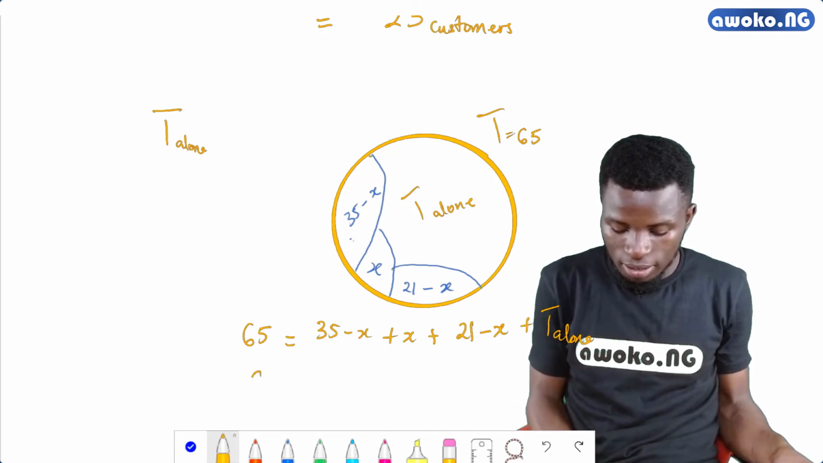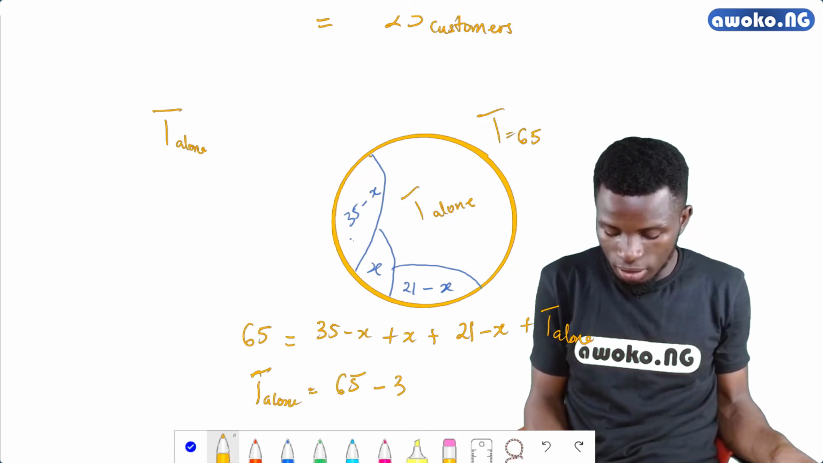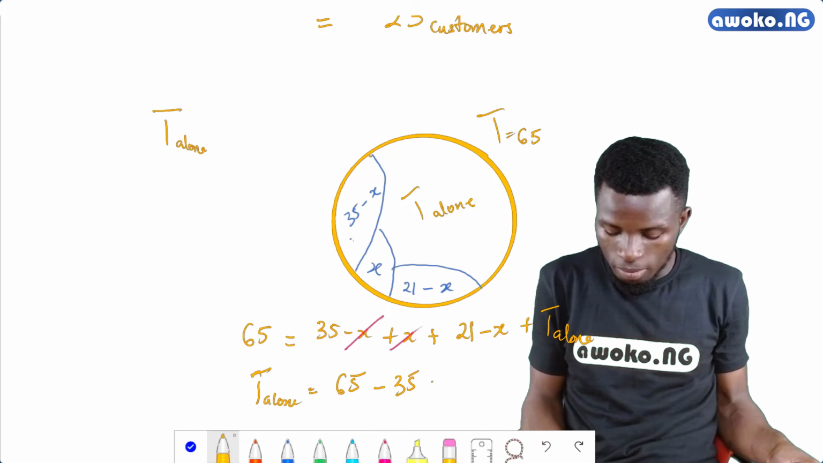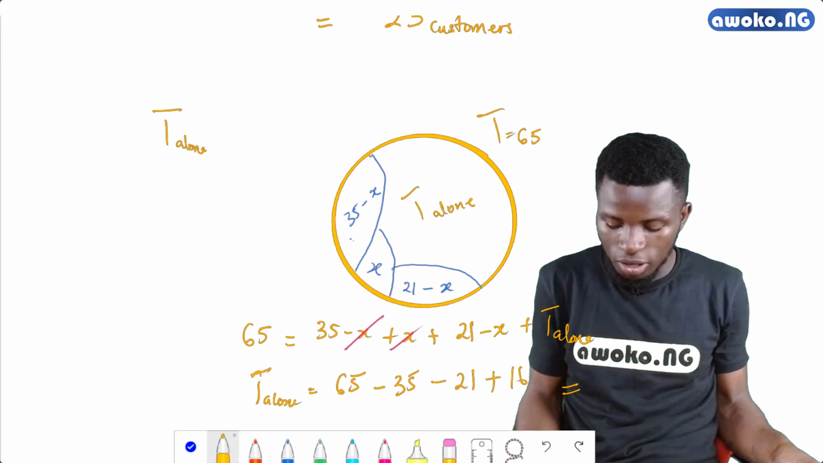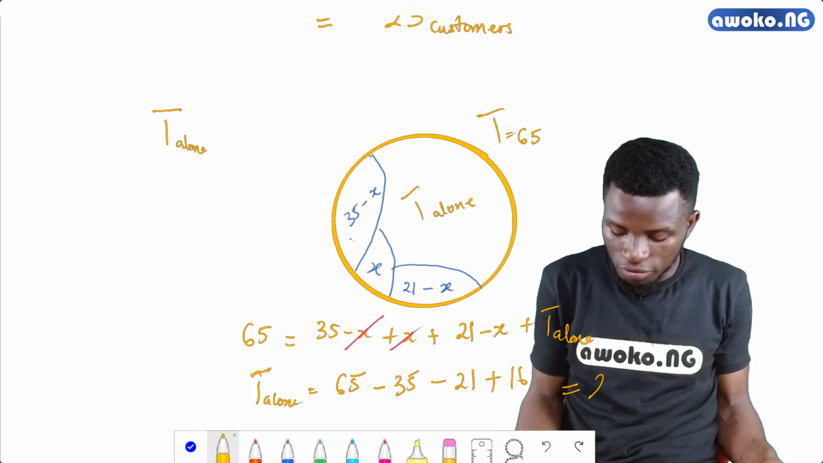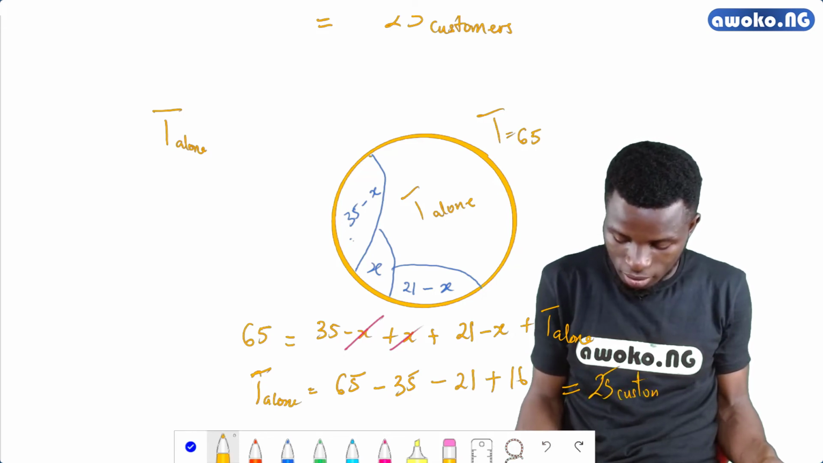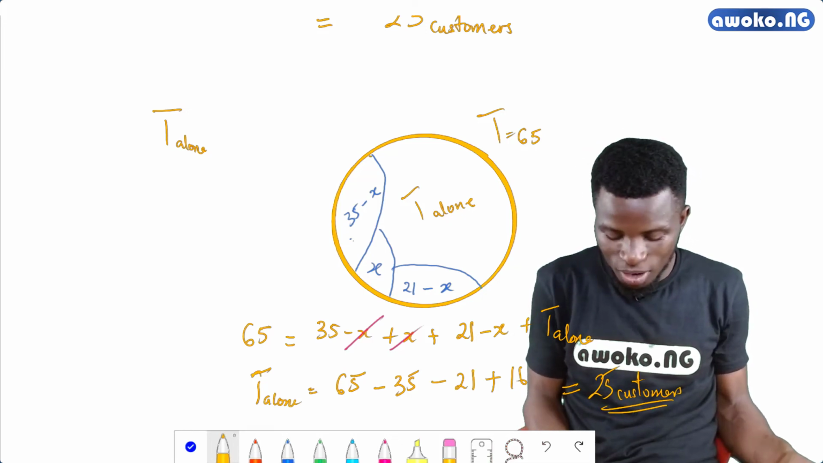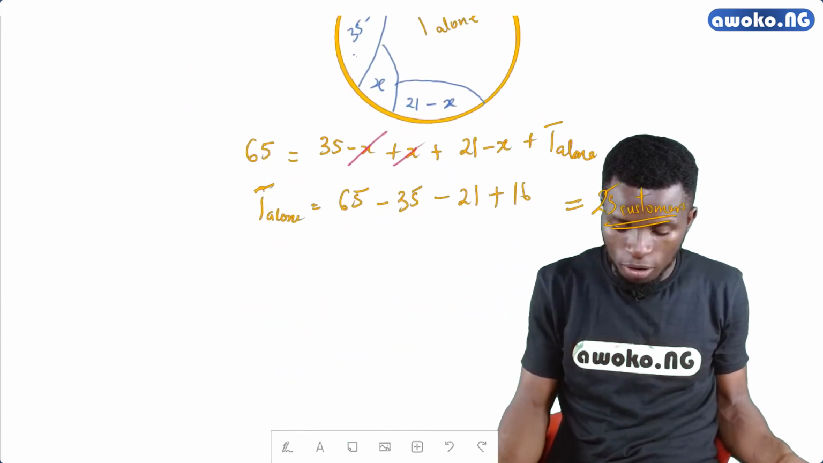So we're going to have that T alone will be equal to 65 minus 35. Of course, these two will cancel out. So we are left with minus 21 plus 16. Therefore, if you add everything together, you realize that for Trust Bank alone, we have 25 customers. We have 25 customers.